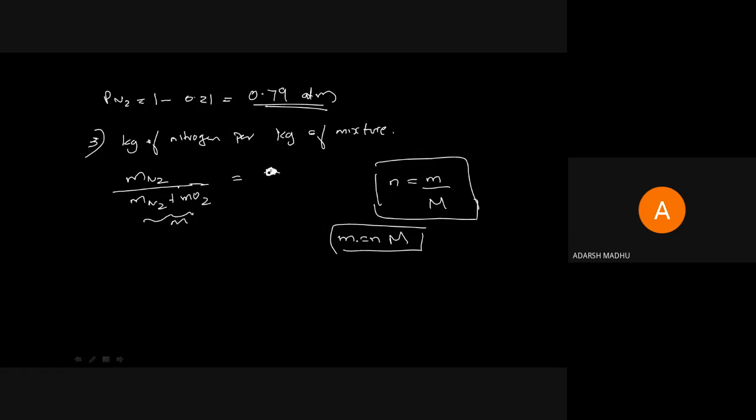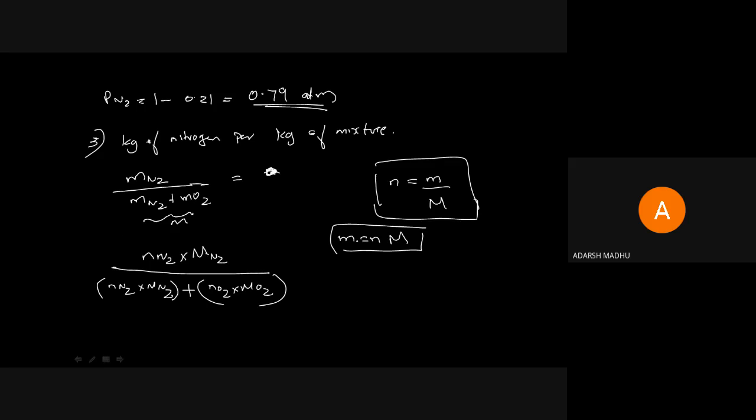Adopt that method here. What is m of N2? It is n of N2 into M of N2, all divided by the total, which is the same equation: n of N2 into M of N2 plus n of O2 into M of O2. The whole value is known. What is n of N2? The number of moles of nitrogen is 3.76. We already know that value.